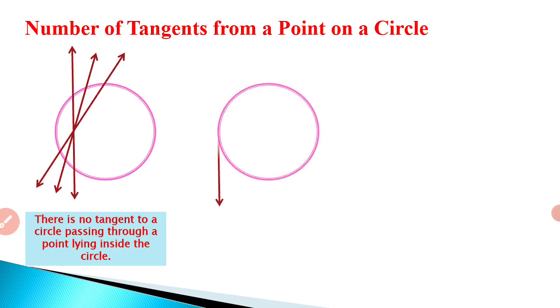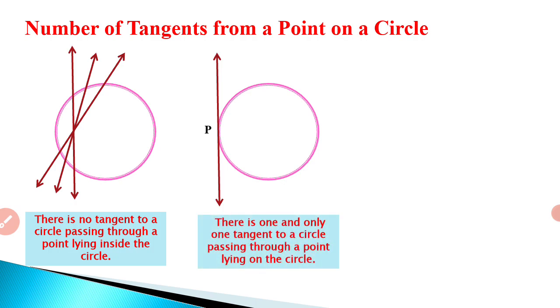I have one more circle and a tangent over there. The point of contact is point P. If I draw any other line passing through point P, that will not be a tangent, it will become a secant. So I conclude that there is one and only one tangent to a circle passing through a point lying on the circle. I have one more circle and a point which is outside it.